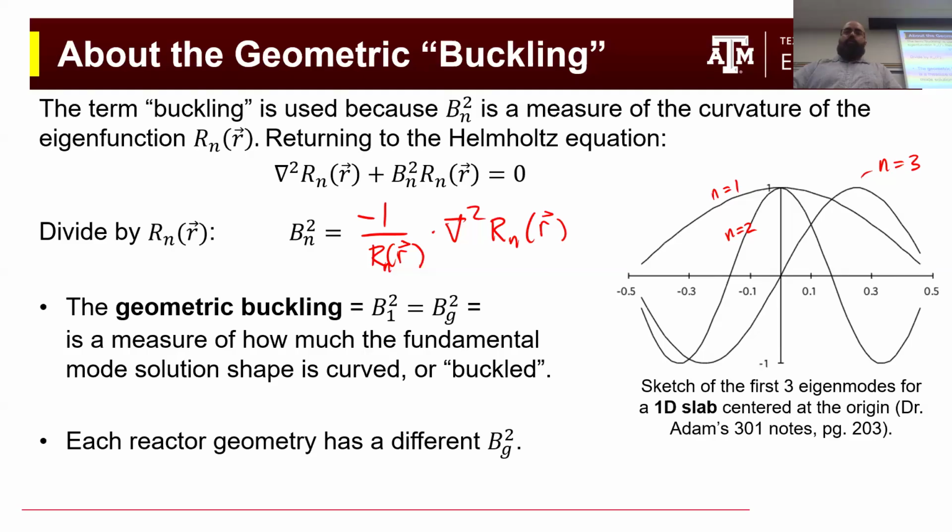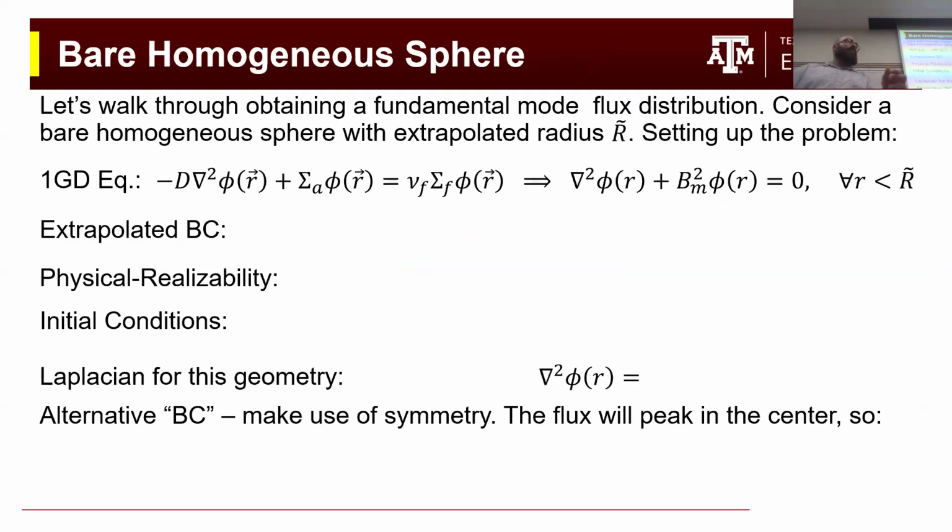So now what we want to do is find that fundamental mode eigenfunction. I'm going to walk through how you can find that for a sphere. We're going to assume that we have a bare homogeneous sphere. Bare means that it's surrounded by vacuum. Homogeneous means that the sphere is made of one material, so it doesn't have multiple regions within it; it's all fuel, for example. And we're going to assume that that sphere has an extrapolated radius, which we call big R with a little tilde up top.